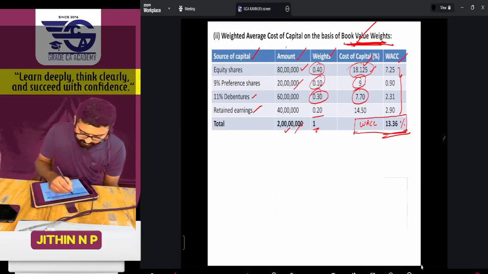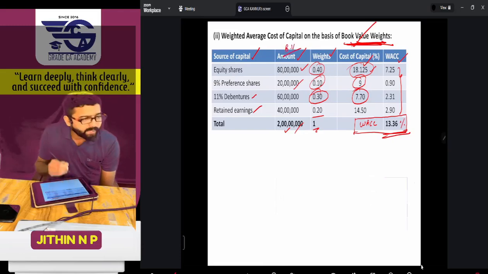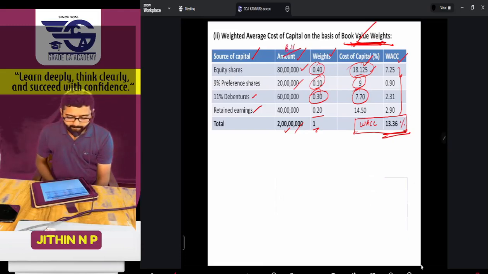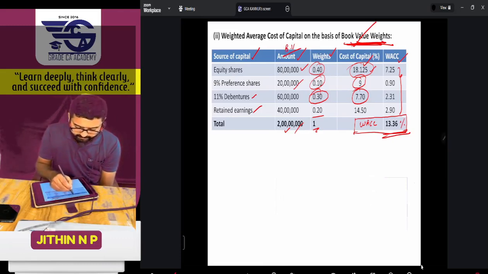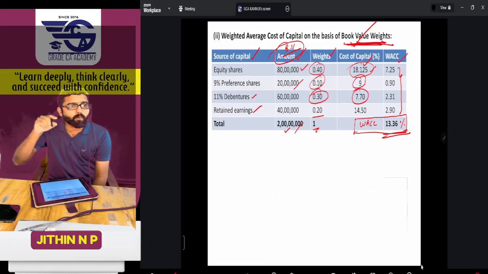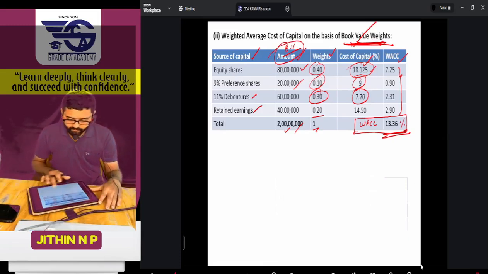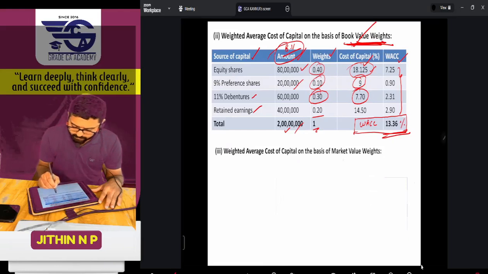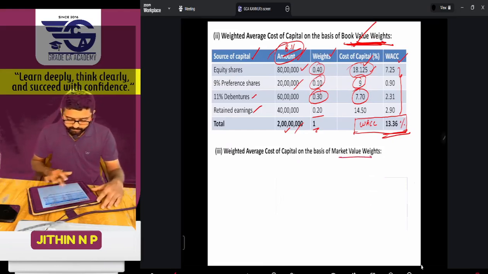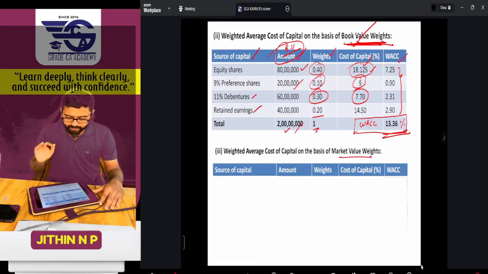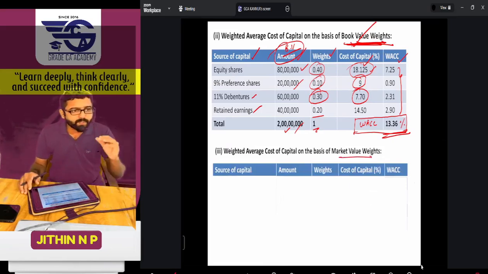Then what is the difference between book value weights and market value weights? Here we considered book value weights. But in case of market value weights, there is only a small difference. This column will be changed. Instead of book value weights, we should consider market value weights. Weighted average cost of capital on the basis of market value weights. Same columns: source of capital, amount, weights, cost of capital, weighted average cost of capital.